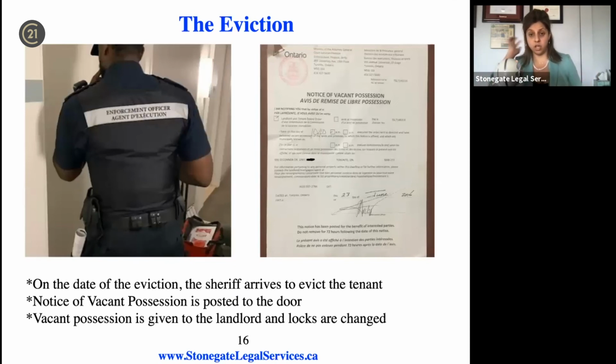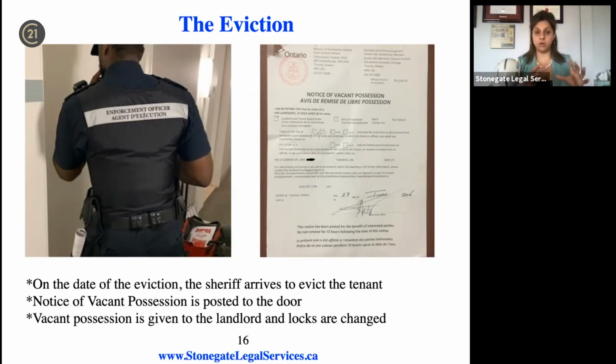The sheriff will meet the landlord or one of our legal representatives at the property in order to carry out the eviction. The picture on the right is a notice of vacant possession. That notice is posted on the door. You can see the official court seal on the top left of the notice to vacate possession. On that eviction date and time as specified in that notice, the sheriff arrives to evict the tenant and possession is given back to the landlord.